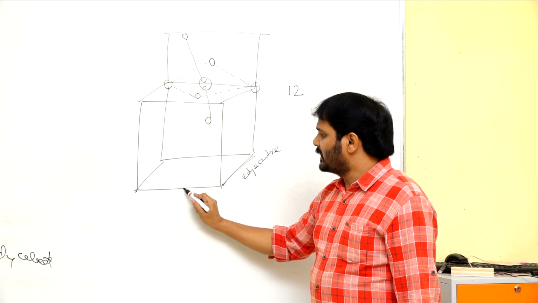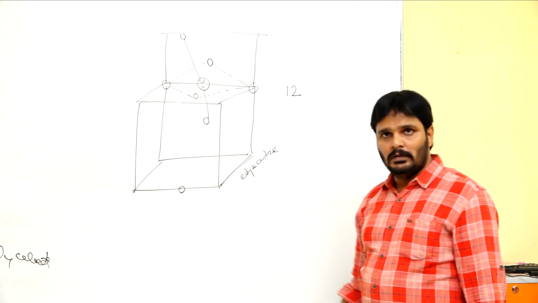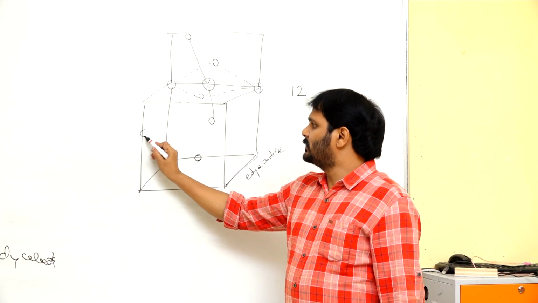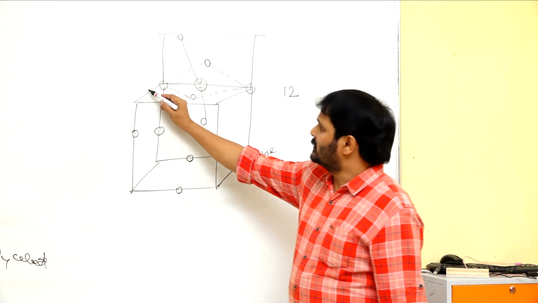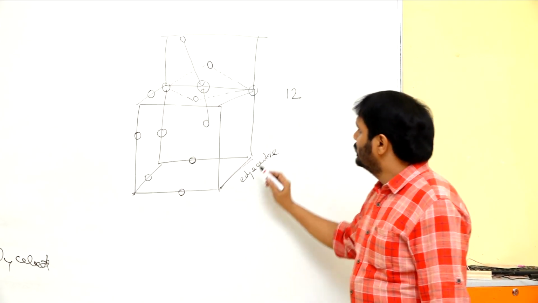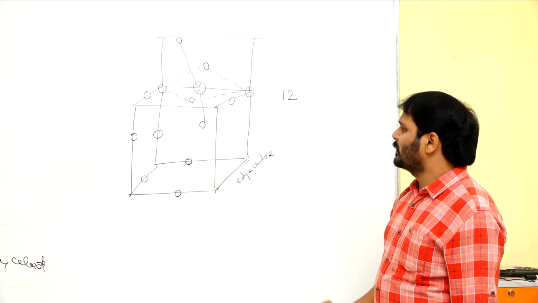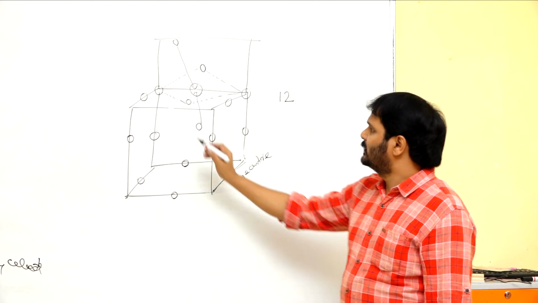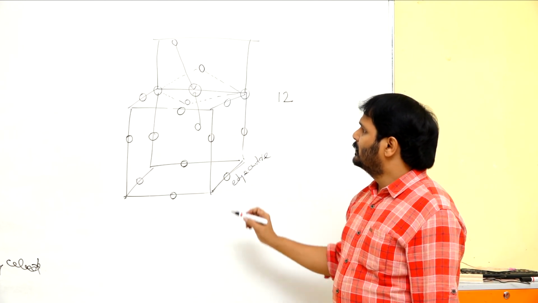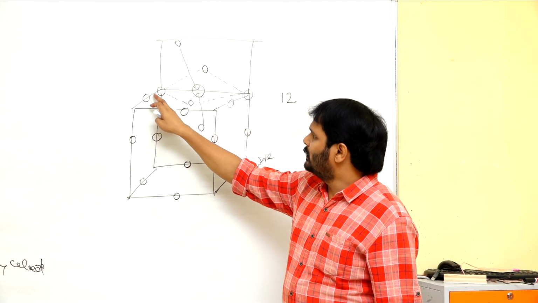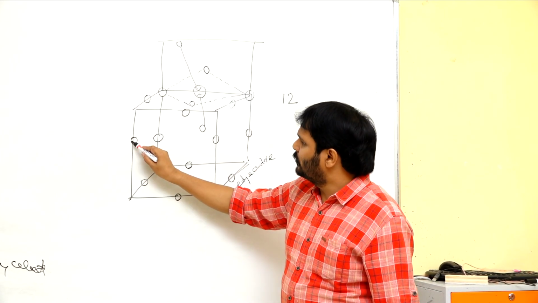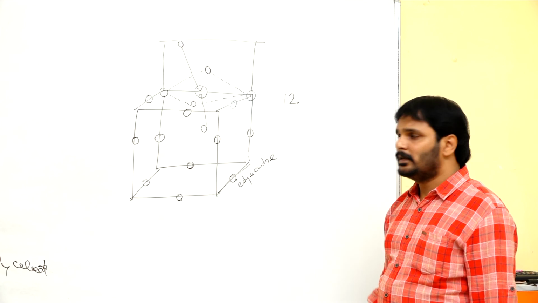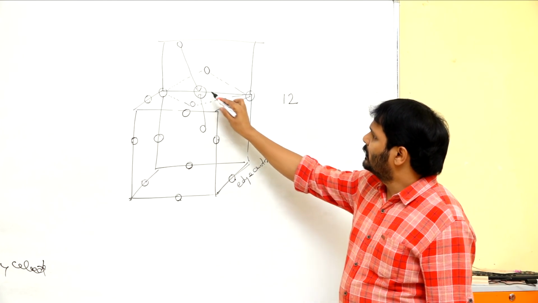If an atom is present, this is edge. If here one more, this is octahedral. This is edge. One more. This is edge. This is edge. This is edge. This is edge. And here also this is edge. And here also this is edge. Here also this is edge. And here this is edge. And here this is edge. This is edge. So total 1, 2, 3, 4, 5, 6, 7, 8, 9, 10, 11, 12.